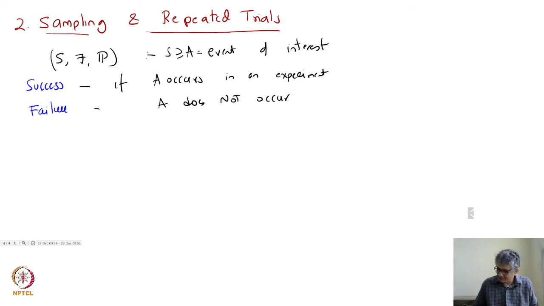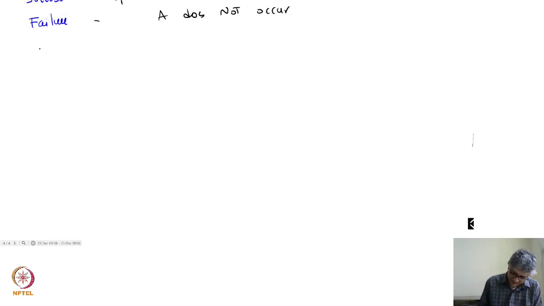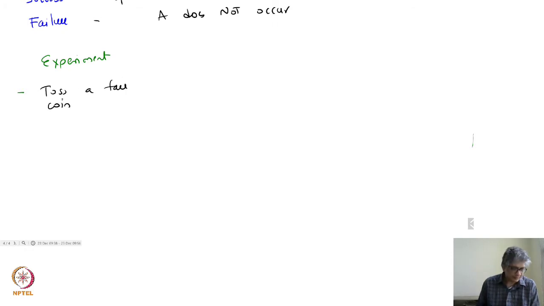So let's look at a few examples. Let's say one experiment I have is I toss a fair coin. That's my experiment. I could also have an experiment where I roll a die.